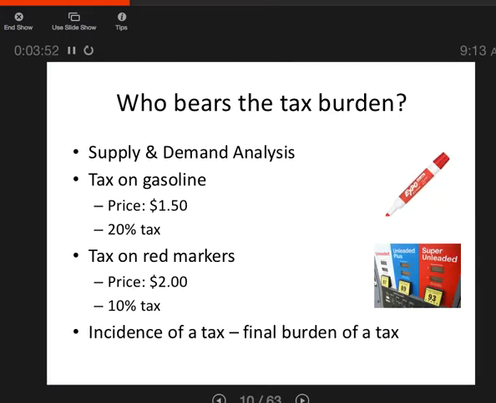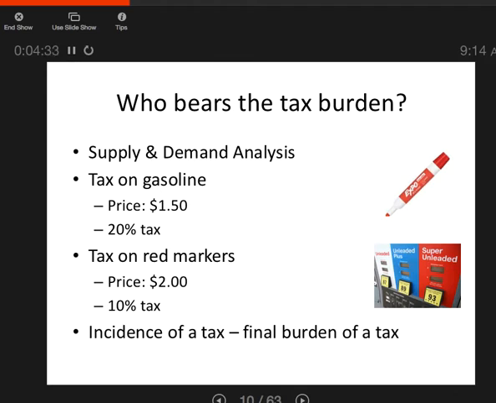Who bears the tax burden? We would use a supply and demand analysis to figure this out. So we have 2 examples here, okay? We have gasoline and red markers. Remember in a past chapter, we looked at inelastic and elastic. Inelastic means that we're not going to look for a substitute because there is no other substitute or we're not affected by the price increase. Elastic means that the price is so high that we look for substitutes and go with something else. The same thing applies when it comes to the product market. And we've talked about this before.